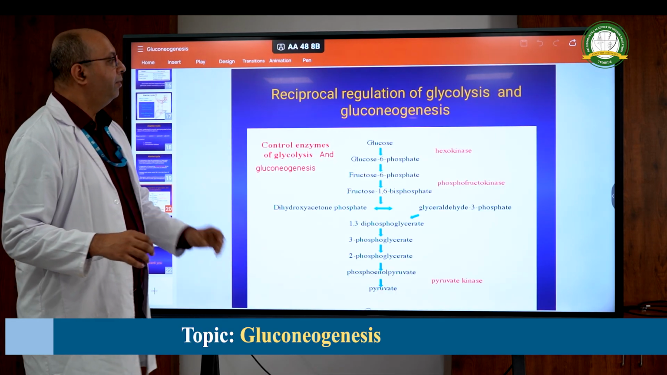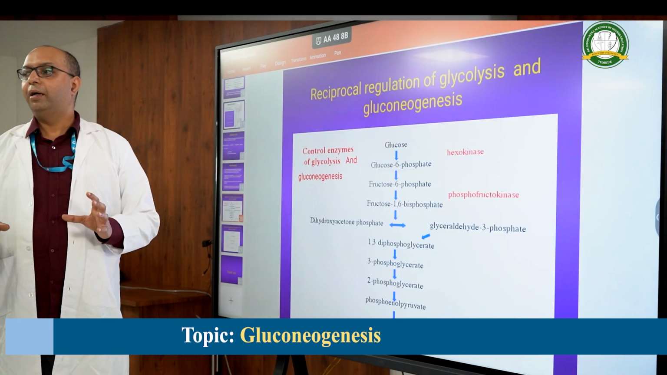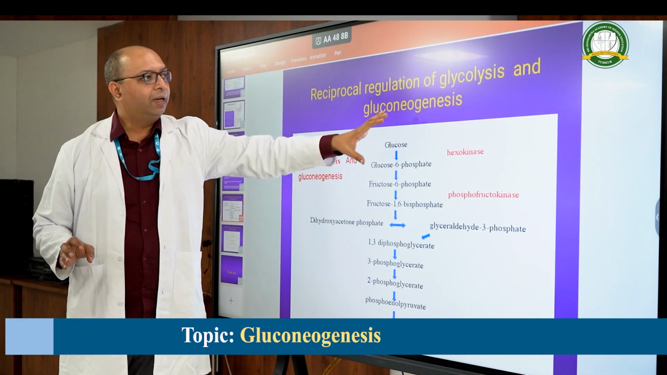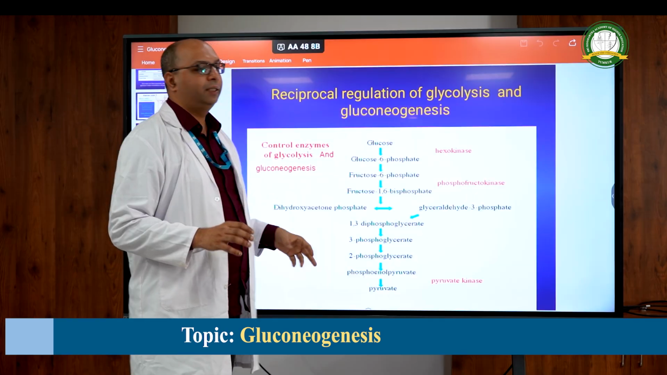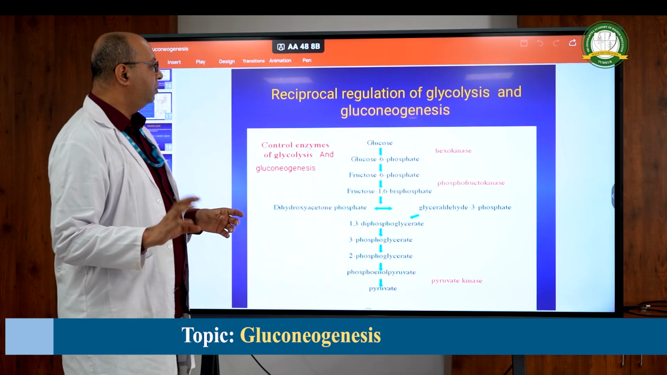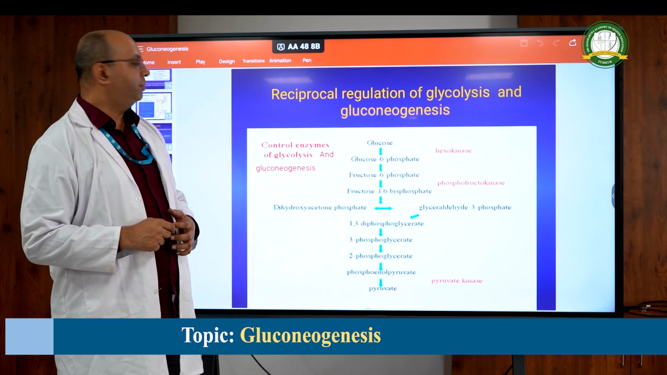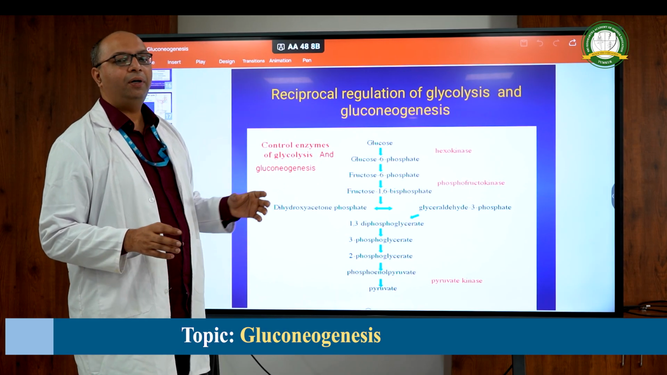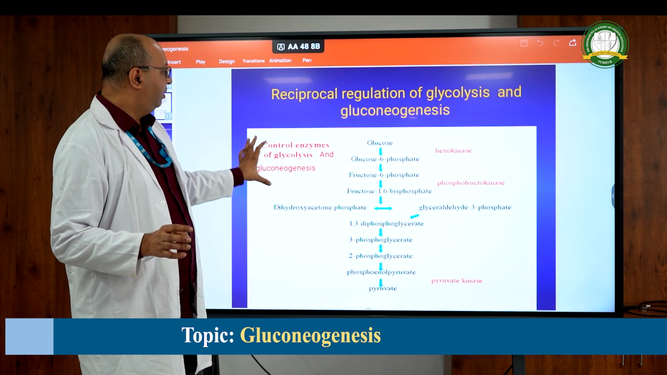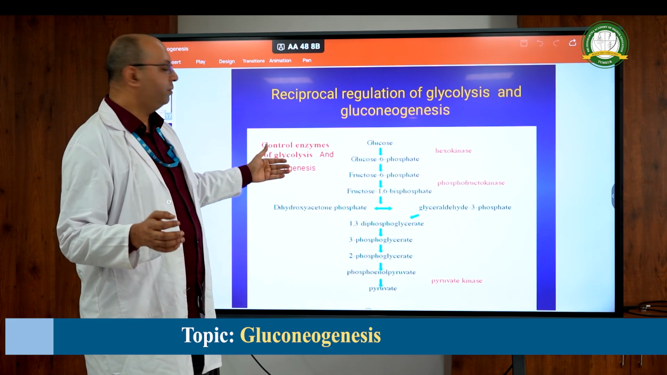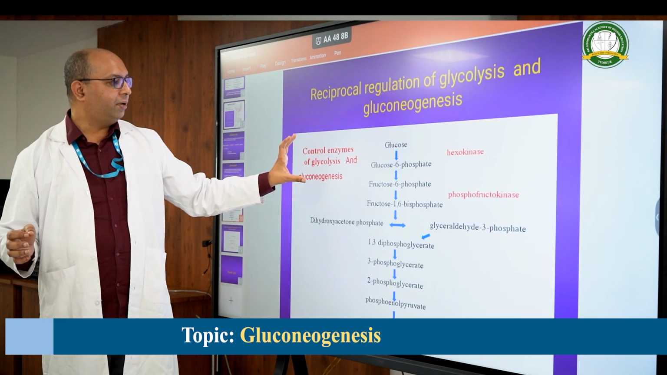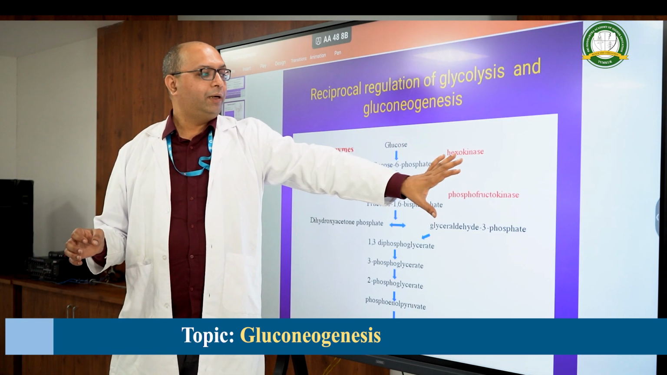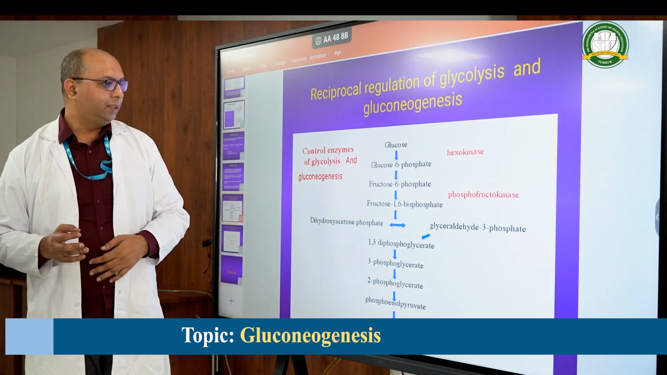Now we will come to the reciprocal regulation, how glycolysis and gluconeogenesis are regulated. As I told you, both glycolysis and gluconeogenesis are almost opposite pathways except for the irreversible steps. So the regulation is also reciprocal. Reciprocal means whatever substrates, inducers and hormones induce this pathway will be inhibiting the other pathway. That is why it is called reciprocal regulation.